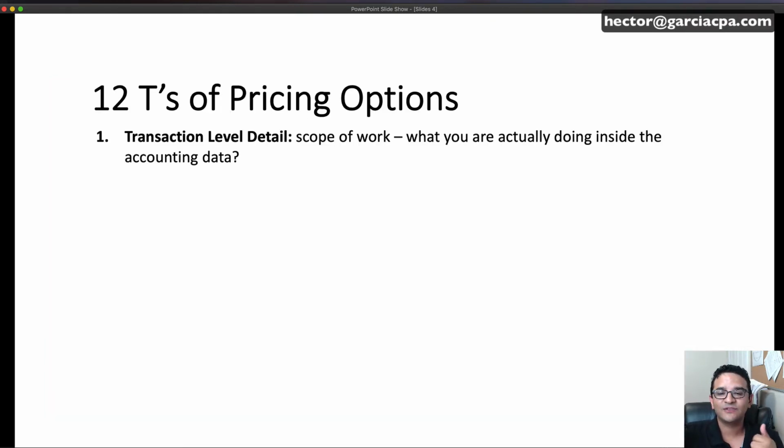So the first one is transaction level detail. This is the scope of work. What are we actually going to be doing? How many transactions? Are we going to be classifying them? Are we going to be splitting expenses? Are we going to be job costing? How complex is the chart of accounts? All the things that affect every single input point that we do.